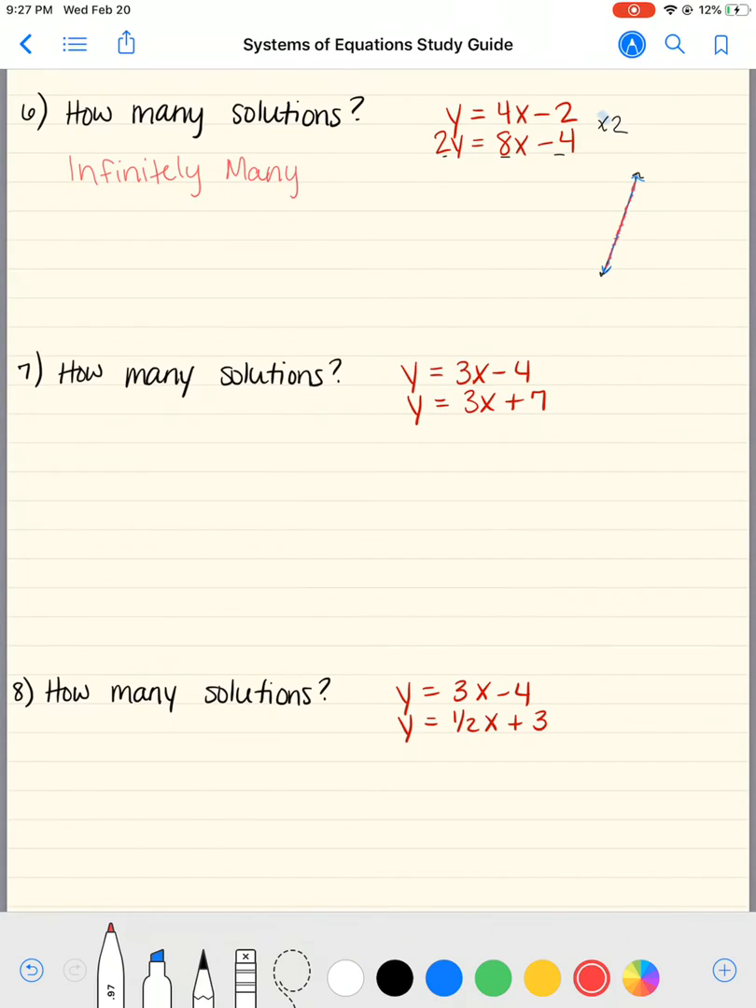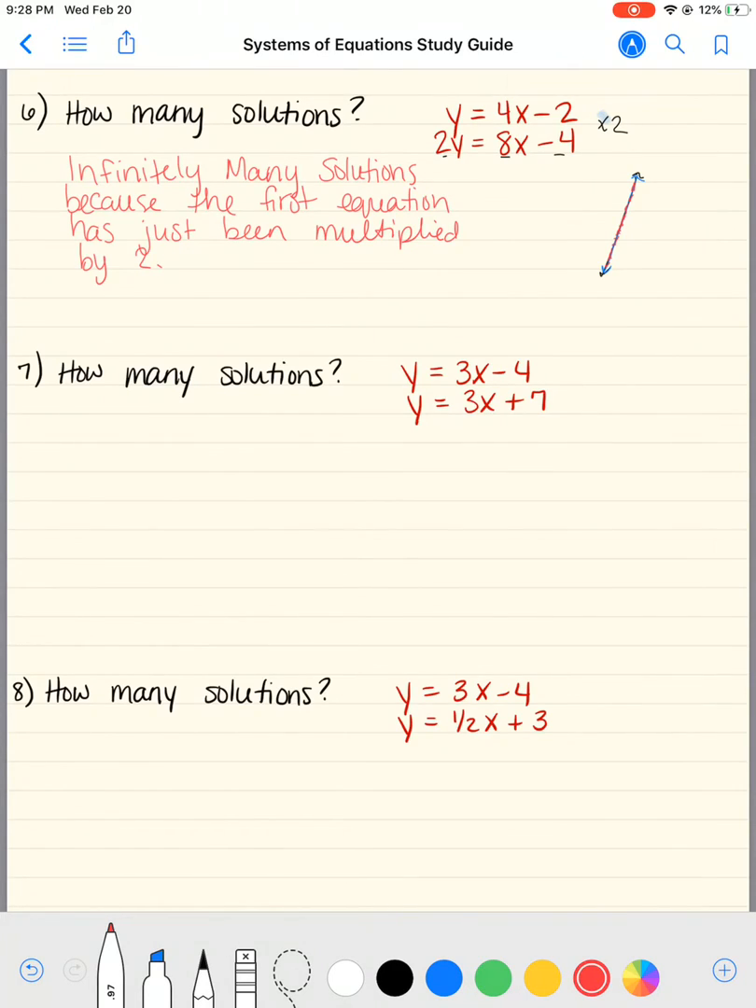And I'm going to add in an explanation here. And I'm just going to say because the first equation has just been multiplied by 2. So anytime you have a pattern like that, it could be multiplied by anything or divided by anything to get that next equation. Then it's going to be infinitely many solutions.